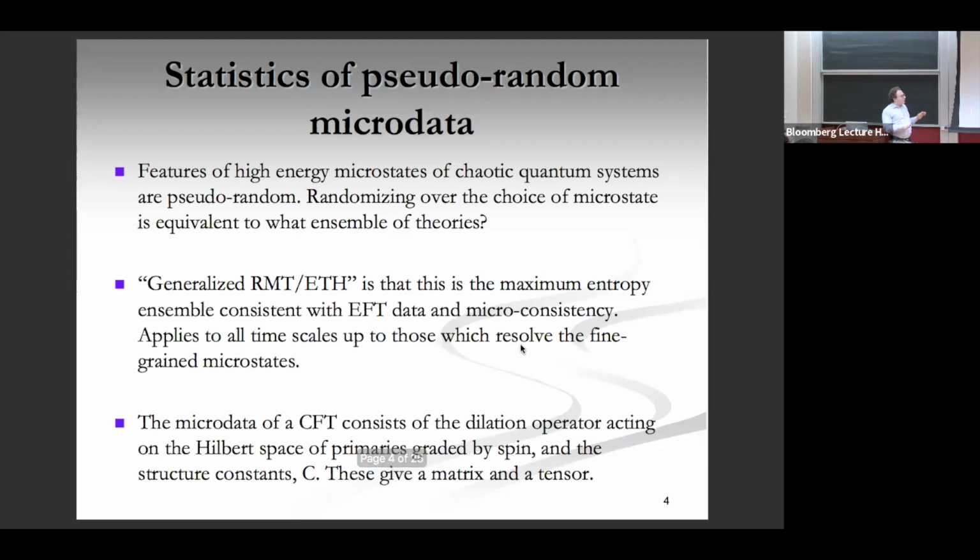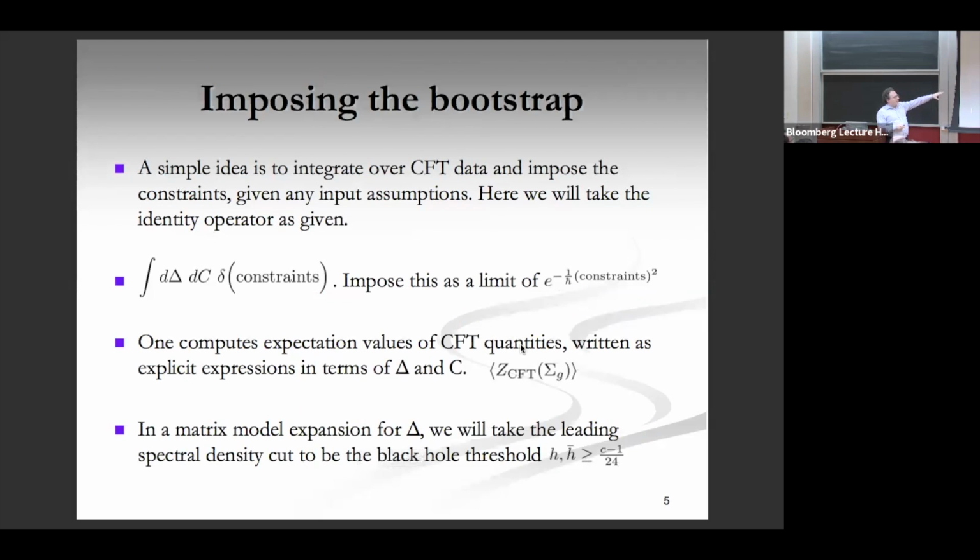Now we're going to see the connection of that ensemble question to the question of the space of CFTs, because we could imagine a very simple idea, almost a stupid idea, which is if we want to learn about all the CFTs, we can integrate over the CFT data and impose the bootstrap constraints with the delta function and any other input assumptions we have, if we're interested in some more specific question. And here, the only input I really take as a strict input is the existence of the identity operator.